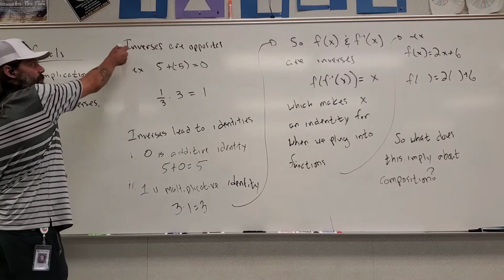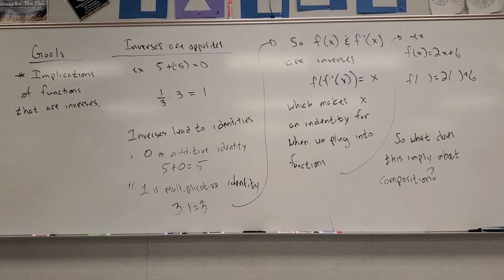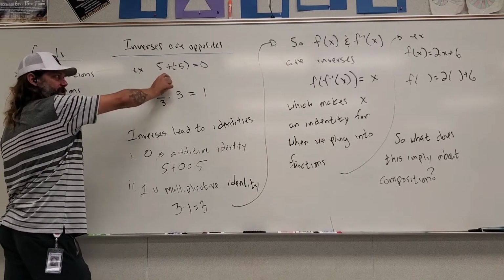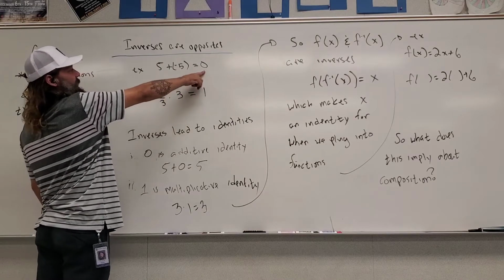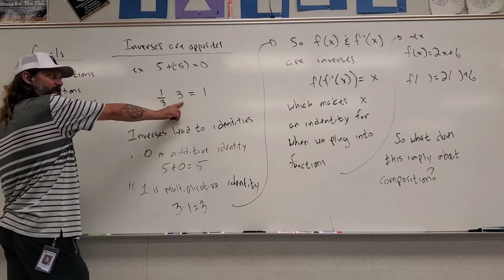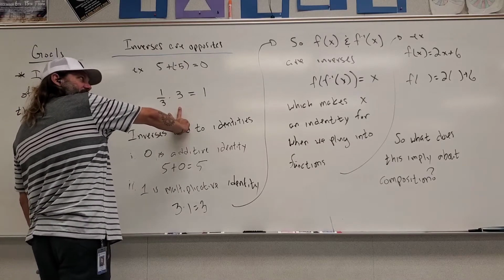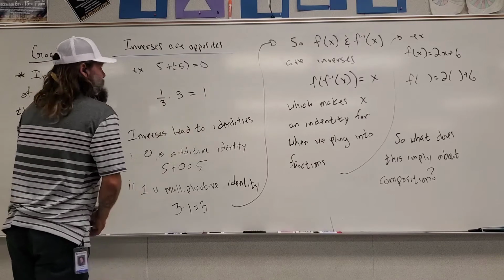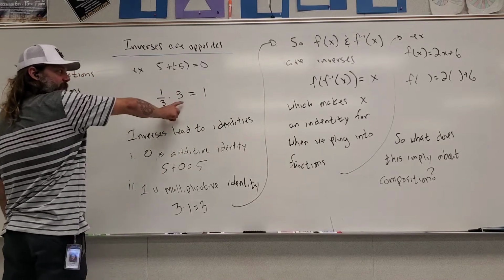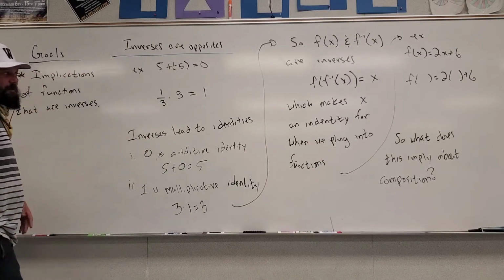So the very first thing I want to talk about is that inverses are opposites. Right? And so 5 added to negative 5, these are additive opposites. If you add these together, you get 0. And 1/3 times 3, these are multiplicative opposites. If you multiply these together, you get 1. So inverses are opposites, right? You add the opposite sign, you multiply the number's reciprocal, those are multiplication opposites.